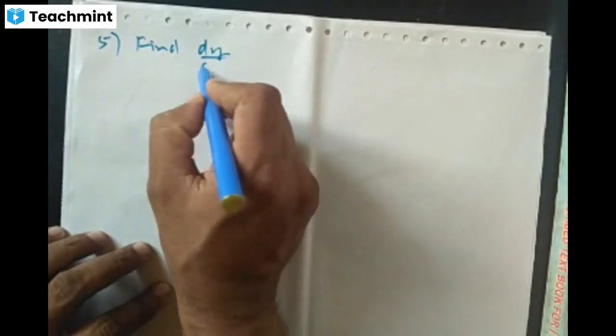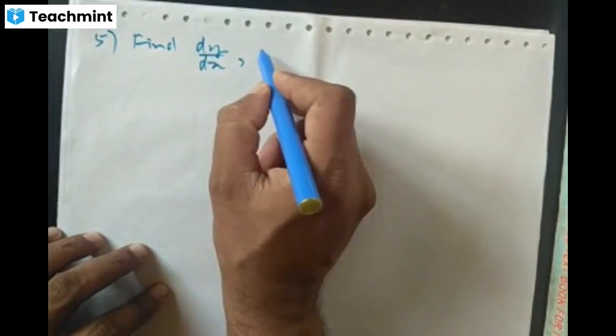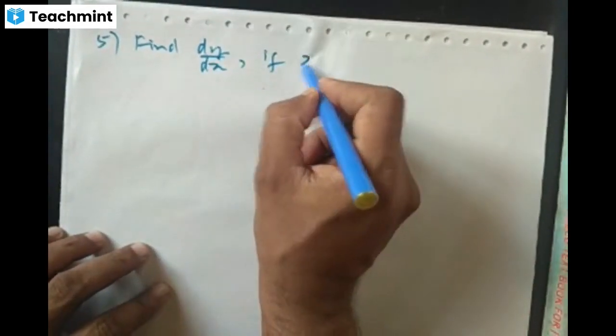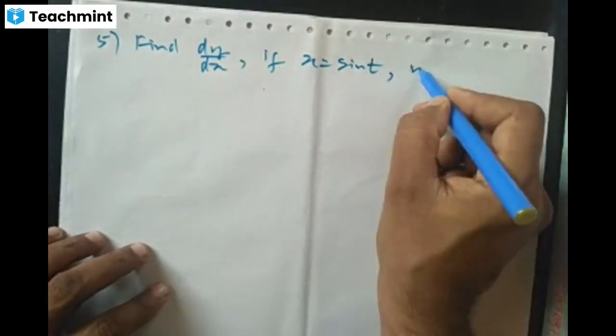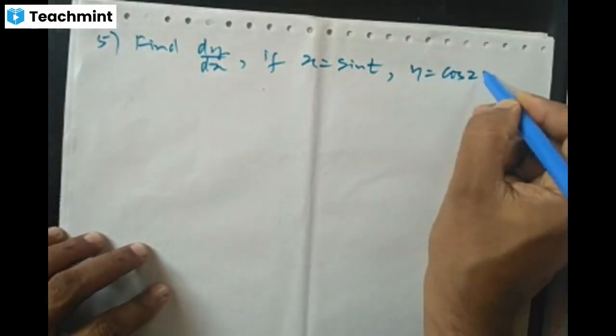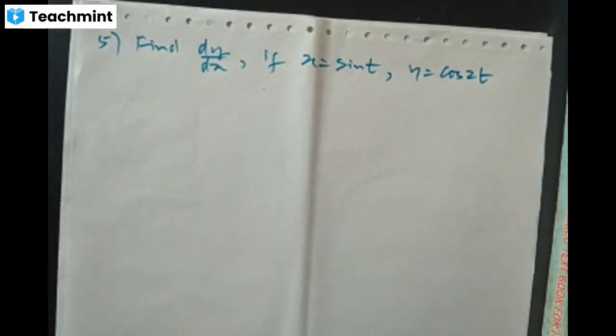Problem number 5. Find dy by dx if x is equal to sin t, y is equal to cos 2t. Here both x and y are functions of t. So t is the parameter.